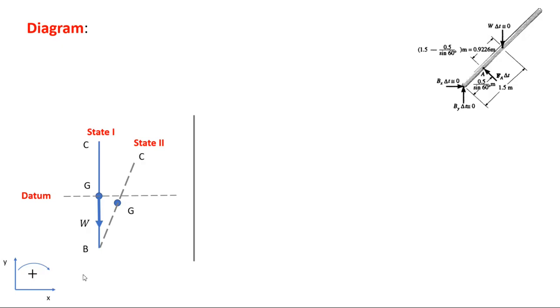So the free-body diagram from the first state to the second state is just rotating around point B, and G drops down. The weight is showing downward, and we know the I of the bar, and we can calculate, knowing that omega 1 is 0, so we can find omega 2.